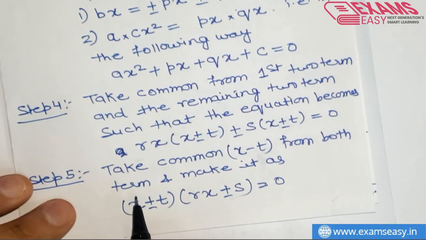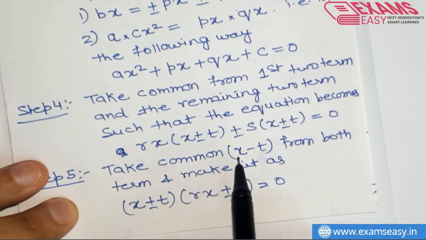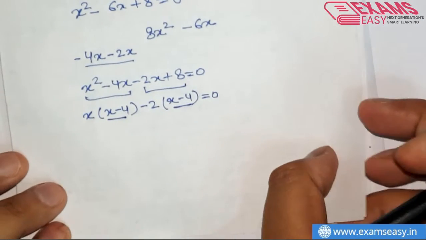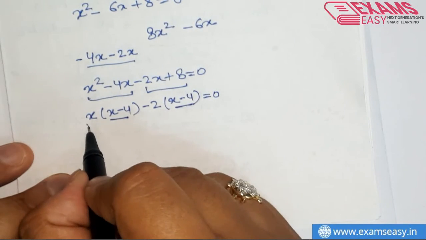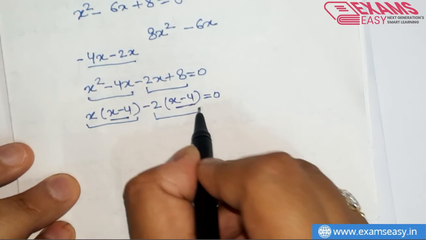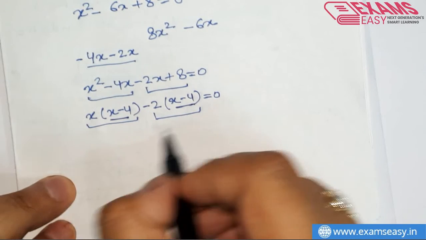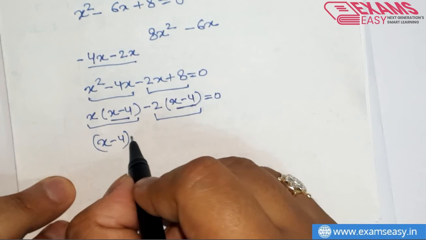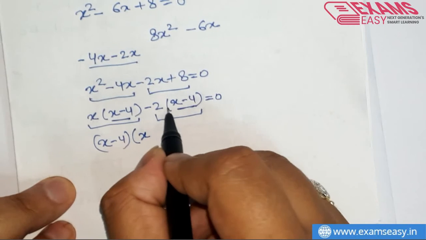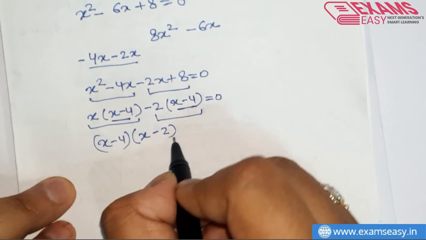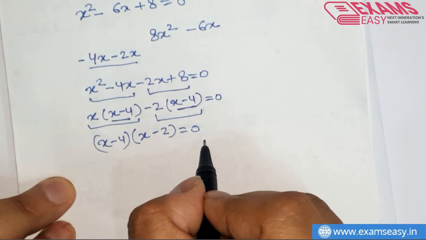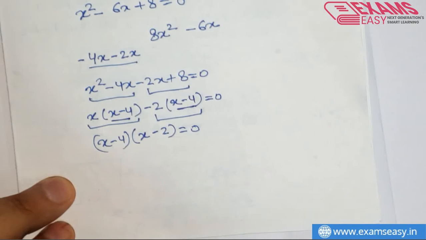Now in step 5 we have to take the bracket term common and then write in this form. Let us see the same example here. These are the two terms. This is one term and this is the second term. In both these terms we can take x minus 4 as common, then here we will get x and here minus 2 will be left. It will become 0. So this will become in this form. So this completes our step 5.